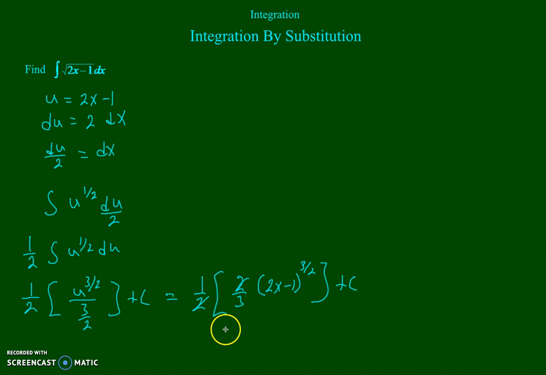So in the final analysis, we'll have 1/3 times 2x minus 1 to the 3/2 plus c. And now let's move on to the next problem.